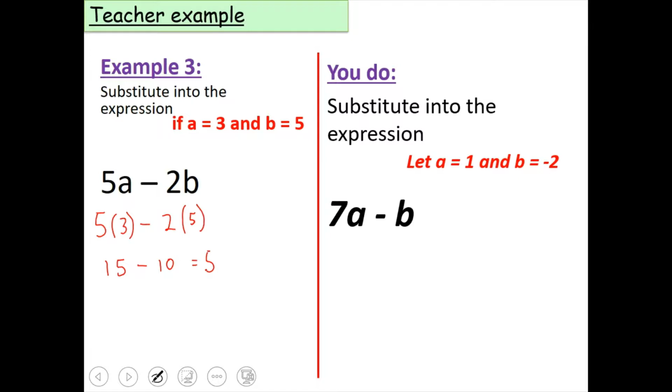Now, what I want you to do is attempt the question yourself, but please make sure you remember this time for your example, the value of A is 1 and the value of B is minus 2. So pause the video now and start.